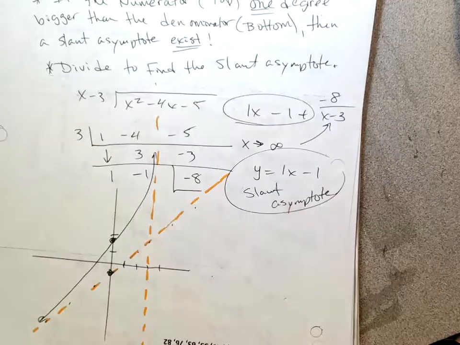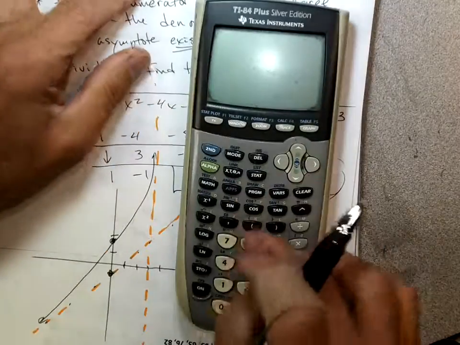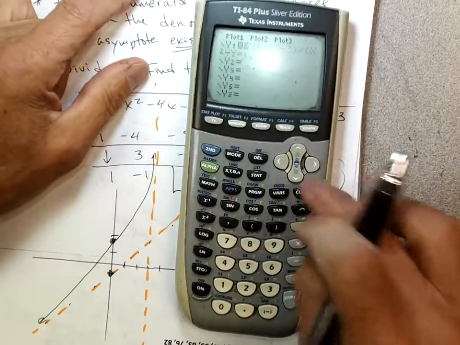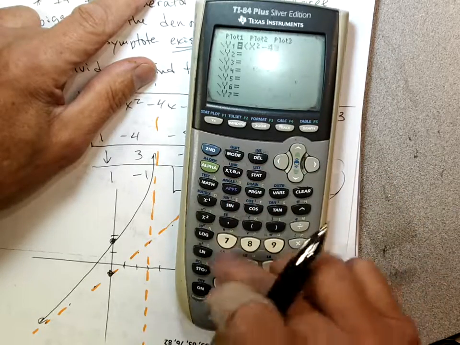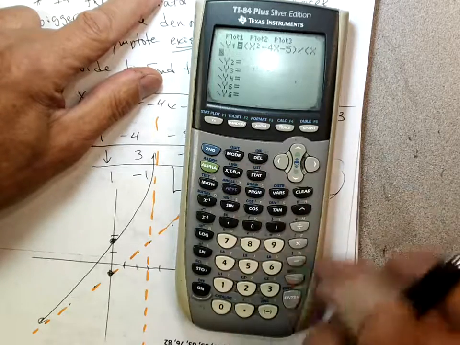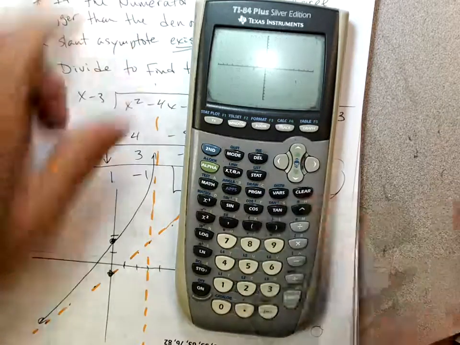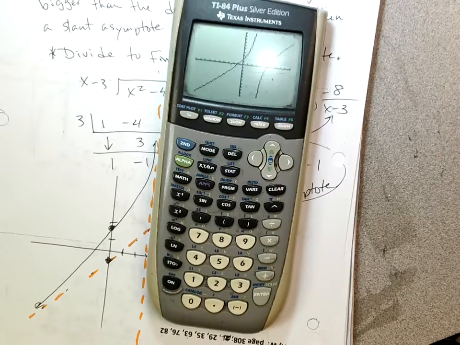Now it's either going to be down here or it's going to be squeezed in here. This is where I'd use the calculator. I could pick a point and get it, but let's graph it. Let's see what this thing looks like. Y equals, let's clear this. Parentheses, x squared, subtract 4x, subtract 5, divided by parentheses, x, subtract 3. Let's check it out. All right, it was on the other side.